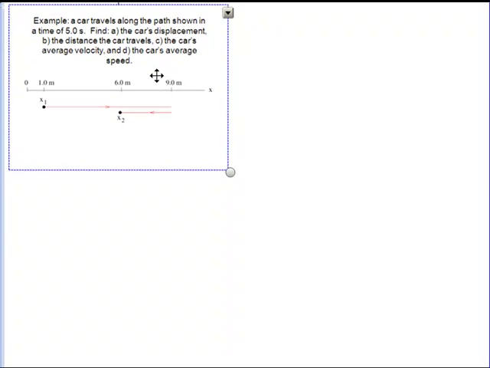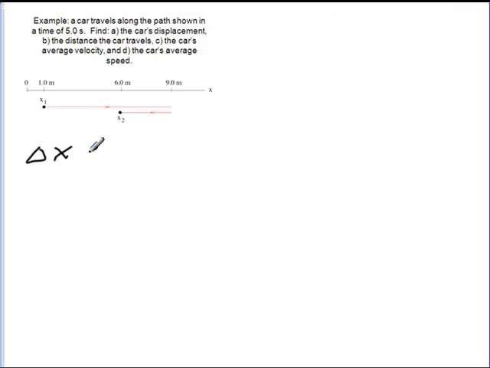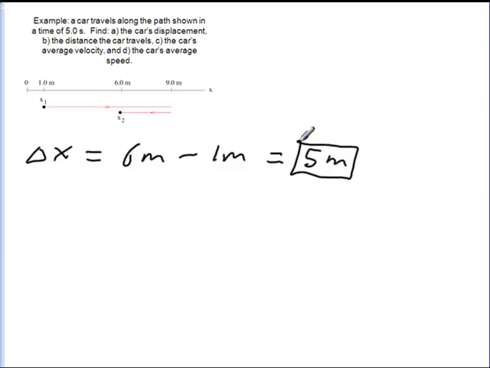The first thing we want to find is the displacement. Well, displacement is nothing more than the final position minus the initial position. That is delta x, which is equal to 6 meters, that's the final position, minus 1 meter, that's the initial position, and that is 5 meters. And it's positive. All right, so I'm going to box that as I box all my answers.